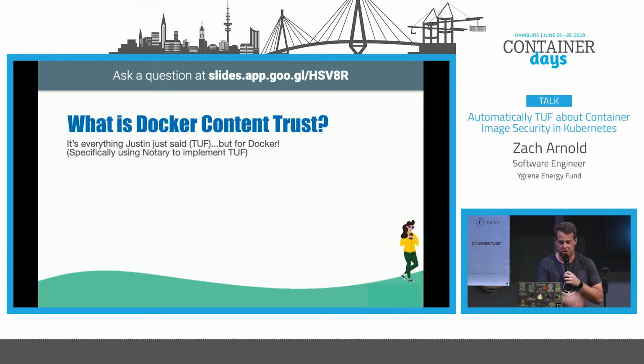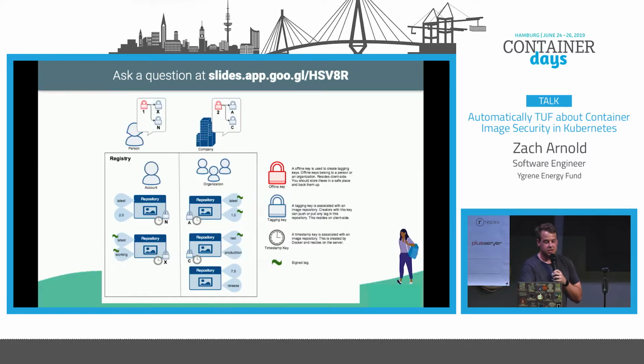And as you can see, I normally do this with Justin, but it's basically all of Notary included in the Docker CLI. You already have this. If you have Docker version, I think 17 and older, you already have this inside of your CLI, which is really exciting. So how does it work?